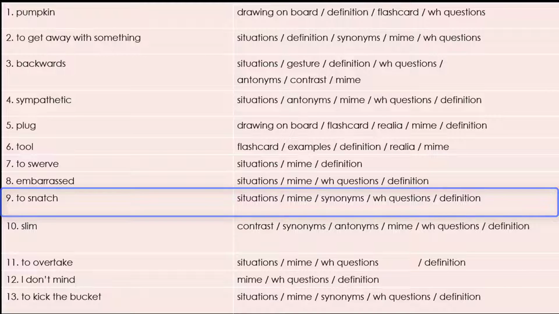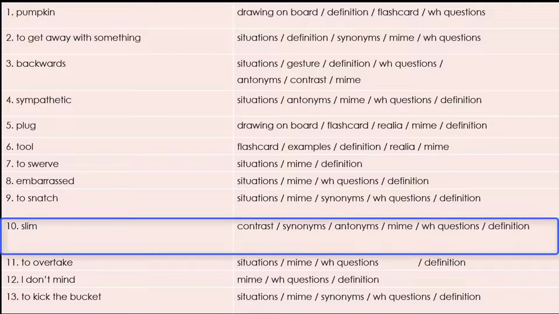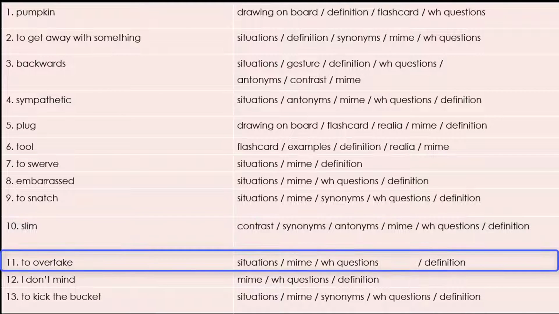You could look at a word like slim. And obviously slim would lend itself to contrast. So someone's slim, other person's not slim. Someone's big. Yeah, so you could have antonyms. You could mime being slim by drawing your arms closer together. You could ask WH questions and so on. Similarly with overtake, you could do what I've mentioned already, situations, mime, and so on.